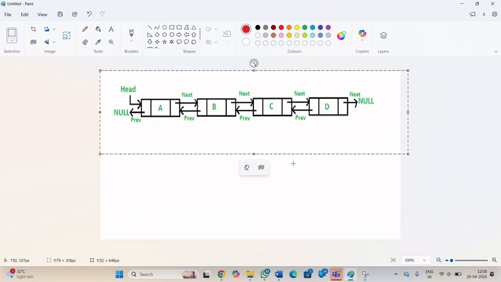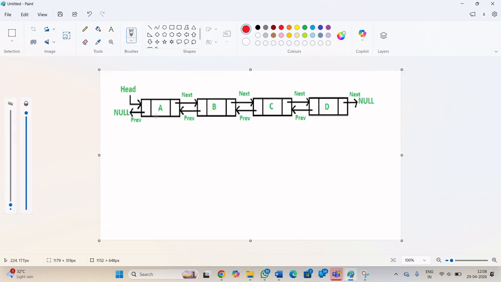So this is a doubly linked list. Here we have the head part and we have the last node here. Okay, this is the last node. The head points to the first node. In the next part of the first node is the second node's address, and the next part of the second node is the third node's address, and it continues till the last node.